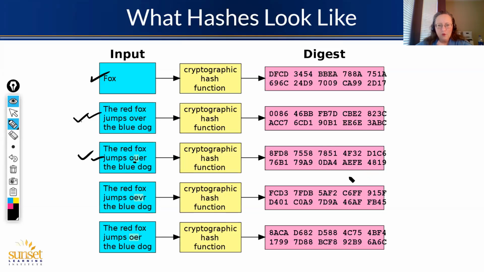I just, FYI, grabbed this off of Wikipedia because I thought it was a really great example of all of this. And so changing just little bits will vastly change your digest. You're not going to get a repeat of this. This is going to come into play when we start talking about asymmetric encryption also.